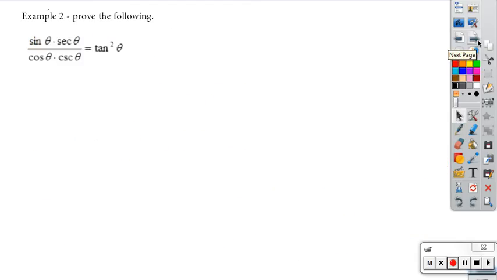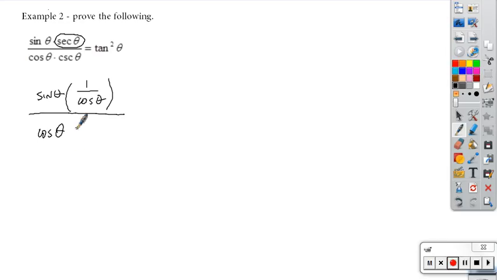Now for a little bit tougher one. If I have a proof, I'm going to have to take the left side and make it look like the right side. You can really start anywhere you want with these. Typically I try to start with the side that has the most stuff going on. Just makes things a little easier. So again, I'm going to replace everything I can with sines and cosines. So that secant is going to become 1 over cosine. The sine stays the same. On the bottom, the cosine doesn't change, but I'm going to replace the cosecant with 1 over sine.